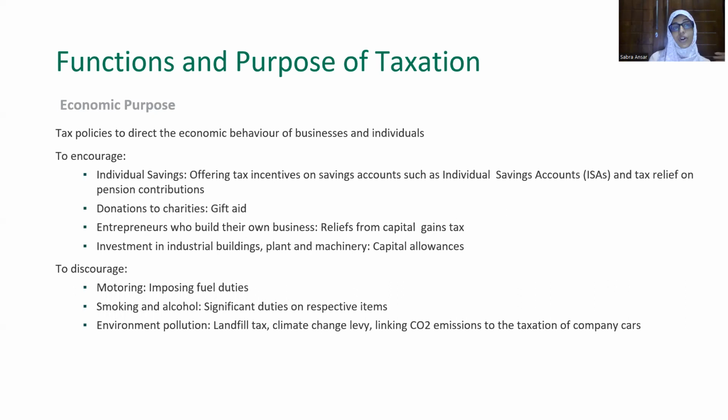tax relief on pension contributions, and donations to charities. Entrepreneurs who build their own businesses will get capital gains tax reliefs, and investment in industrial buildings and plant machinery will have capital allowances. In order to encourage, there are different types of individual savings, like different types of capital allowances, reliefs, as well as gifts.